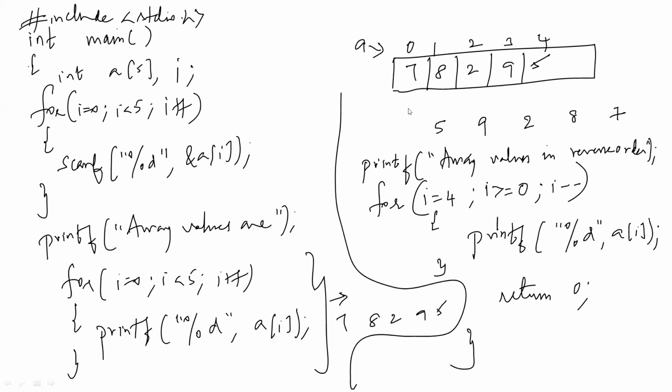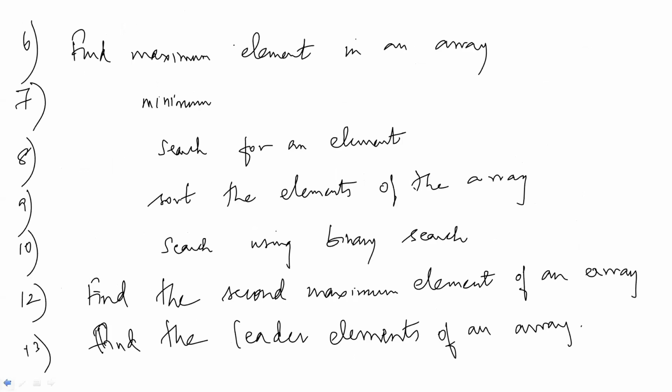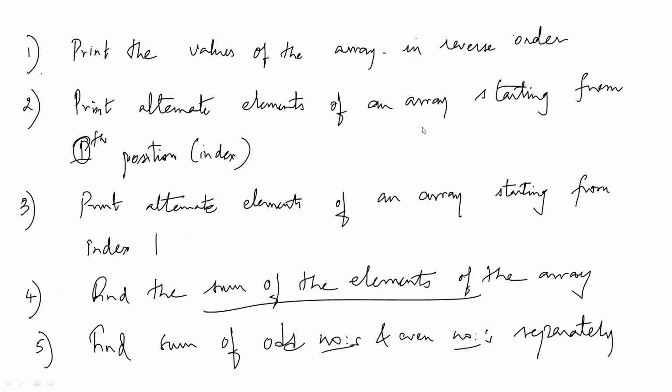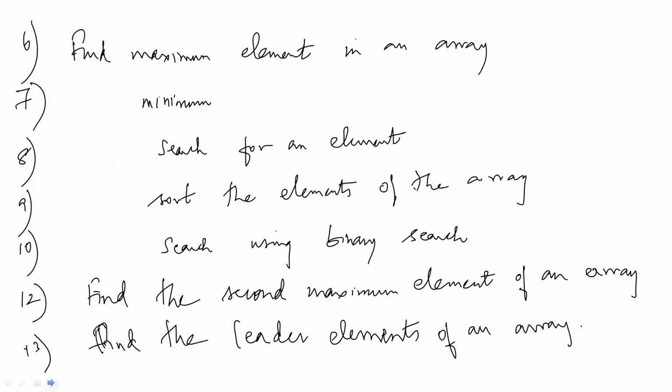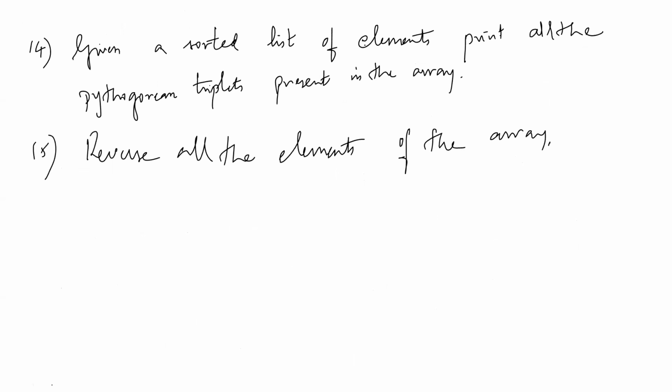Question number 2. What is question number 2, sir? Alternate. Yes, sir. What is your doubt in printing alternate elements? Alternate elements. That's it. So alternate elements means I want the value.